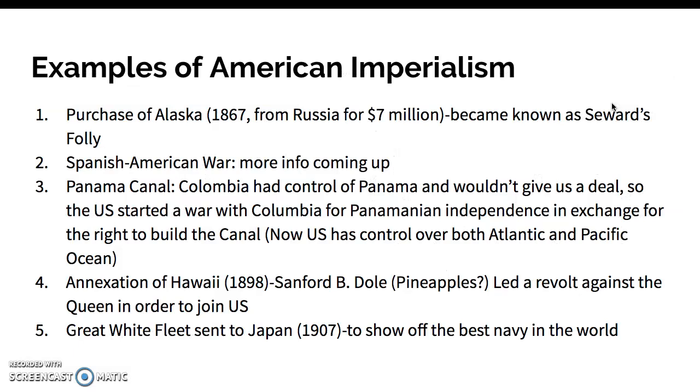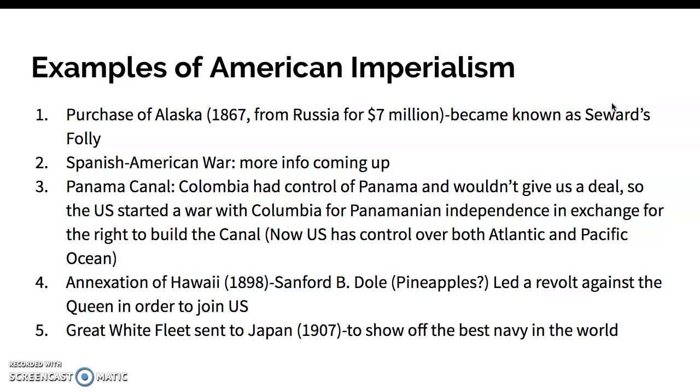Now, our major examples of American imperialism, there are 5 of them in this time period, and they start right after the Civil War. Number 1, Secretary of State Seward organized the purchase of Alaska in 1876 from Russia for about $7 million. People wondered why he wanted this land. He probably didn't even realize why he wanted this land because it did look like a giant ice cube, and they called it Seward's Icebox or Seward's Folly to kind of make fun of him.